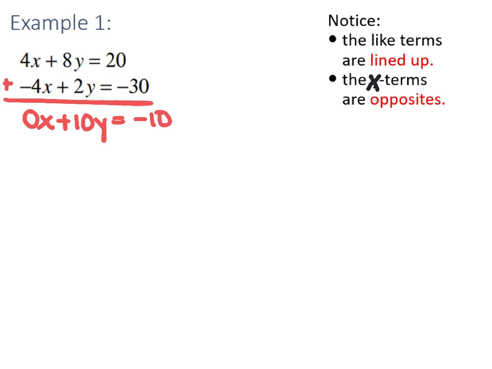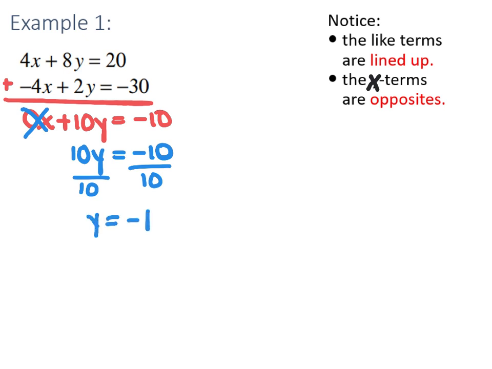Now since this is 4x minus 4x, those x terms cancel out. So I really don't have to rewrite this 0x at all. My equation is just 10y equals -10. To solve for y, I would divide both sides by 10, and that would give me y equals -1.